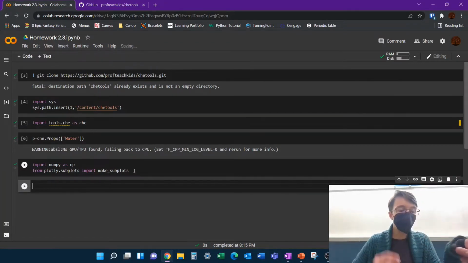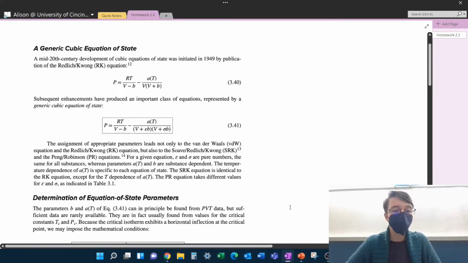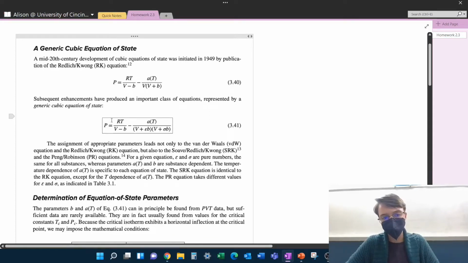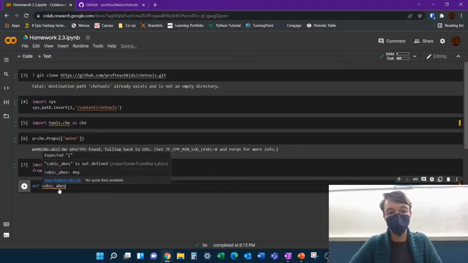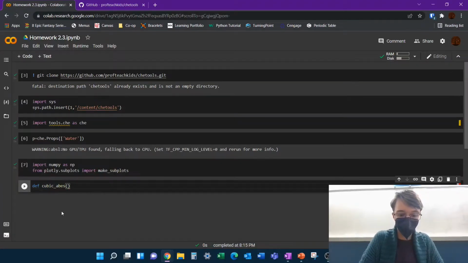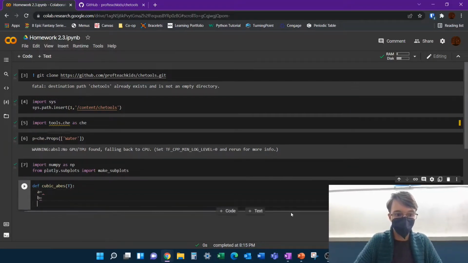So now we're going to need to define the equations that we're using. But before we can define this equation and just plug things in, we're going to need to know what A is, what B is, what epsilon is, what sigma is. So let's define a function just for that. We'll call it cubic_ABES, so that's A, B, epsilon, and sigma. And we want to input the temperature for this. So we're going to need A equals something, B equals something, epsilon equals something, and sigma equals something.